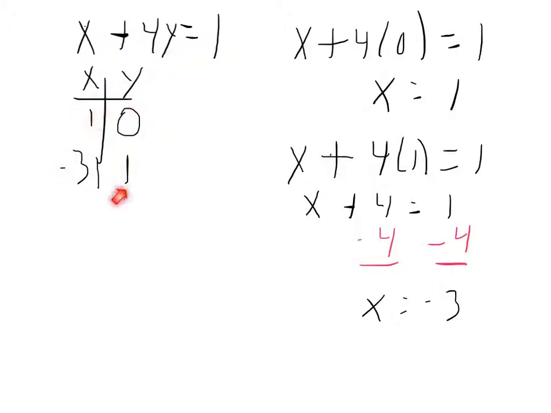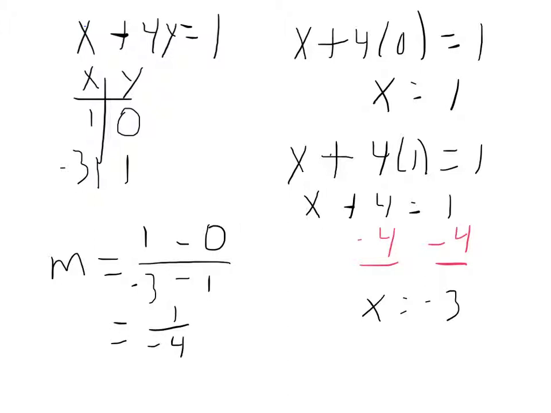Now with 2 ordered pairs, you can find the slope. So if I find the slope, I need to put one of the ordered pairs here and the other ordered pair in the other slot. So I'll put the negative 3, 1 here, and the 1, 0 here. And that gives me 1 over negative 4. So I have a negative slope: the slope of this line is negative 1/4.